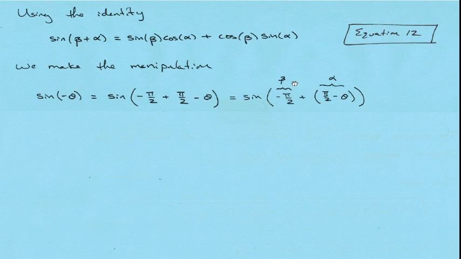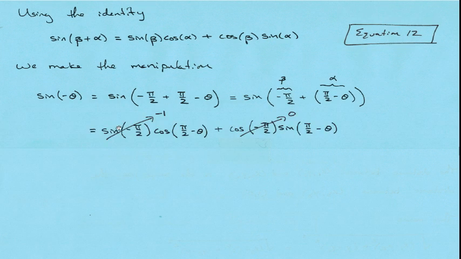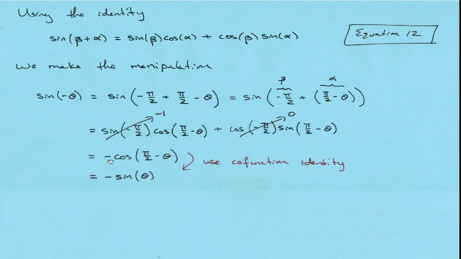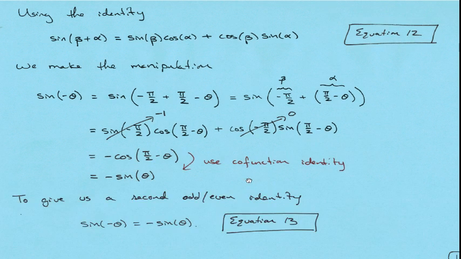So minus pi over 2 will take the role of beta, pi over 2 minus theta will take the role of alpha, and so if we use our trig identity from up here, we'll see that this gives us sine of negative pi over 2 times cosine of pi over 2 minus theta plus cosine of negative pi over 2 times the sine of pi over 2 minus theta. But then we bring that back to negative cosine of pi over 2 minus theta, and then using our cofunction identity, the cosine of pi over 2 minus theta is the sine of theta, and we end up with another one of our odd and even identities, that the sine of negative theta is negative the sine of theta. So sine is an odd function.